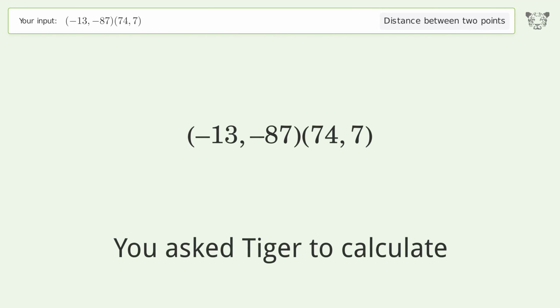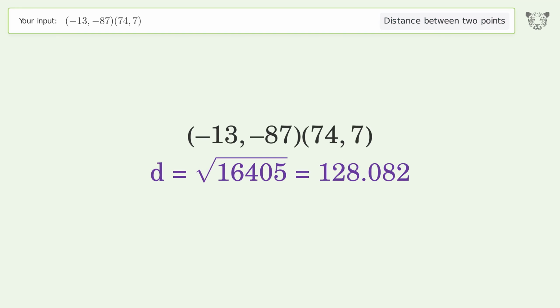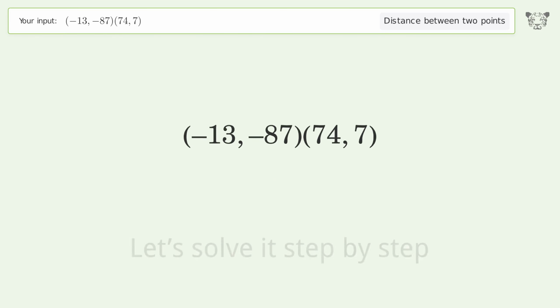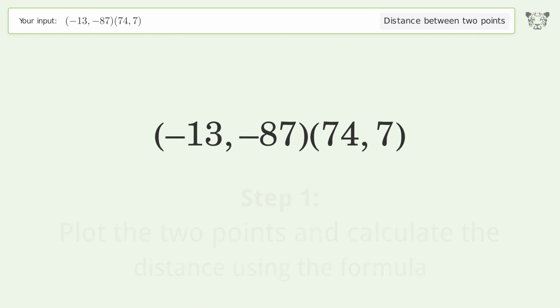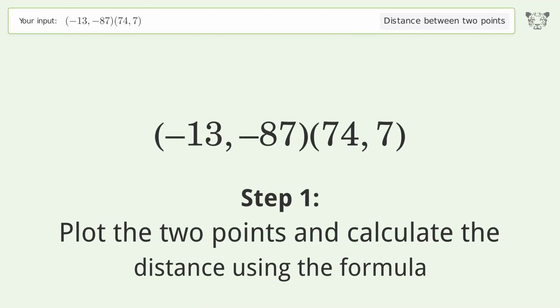You ask Tiger to calculate. This deals with the distance between 2 points. The distance between the 2 points is the square root of 16,405 or 128.082. Let's solve it step by step. Plot the 2 points and calculate the distance using the formula.